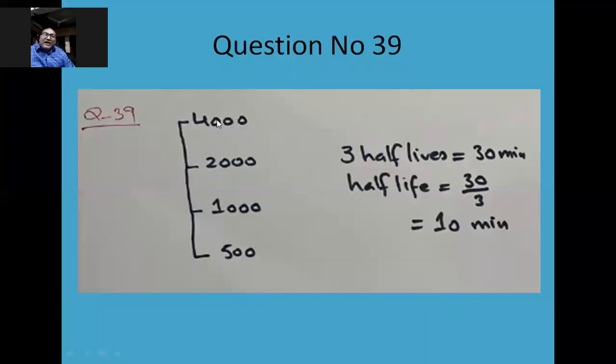Now at the start, the count rate was 4,000. When one half-life passes, it will become 2,000. When another half-life passes, it will further halve. So now you will have 1,000, and when another half-life passes, you will have 500. So how many half-lives have passed? 1, 2, 3. 3 half-lives. So 3 half-lives equals, he said 30 minutes have passed. So 3 half-lives equals 30 minutes. So 1 half-life will be equal to 30 divided by 3, and that will be equal to 10 minutes. So it means that the half-life is 10 minutes.